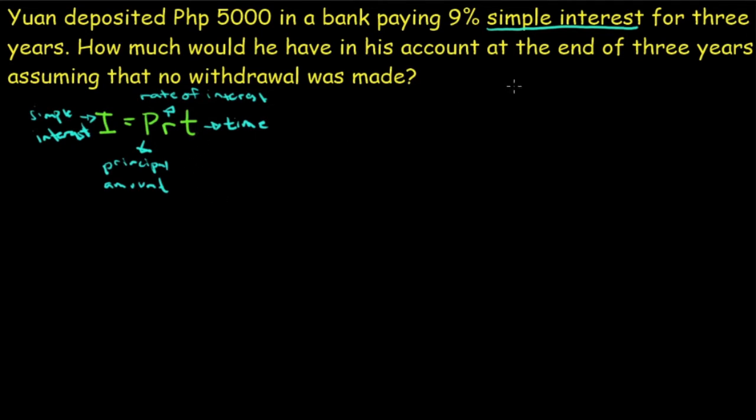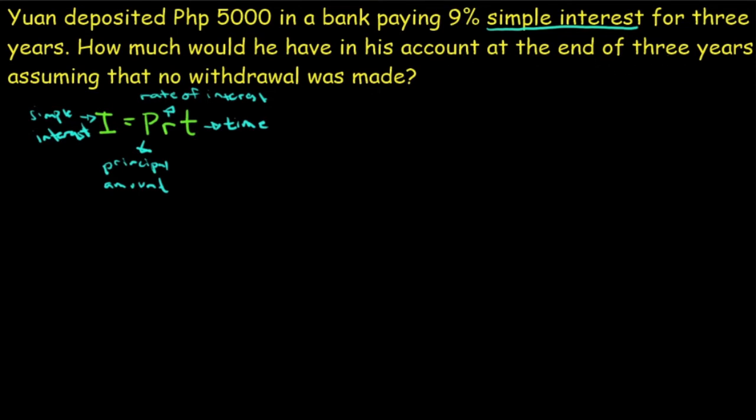Alright? Bagay tayo kasi sa problem natin nakalagay na years naman talaga. In fact, tinatanong 3 years. Subukan natin i-solve yung problem, no? First thing to do is to identify alin sa mga given alin dito sa equation natin ang ibinigay na ng problem, no? Basically, we will identify the given. So, Yuan deposited 5,000 pesos in a bank paying 9% simple interest for 3 years. How much would he have in his account at the end of 3 years, assuming that no withdrawal was made?